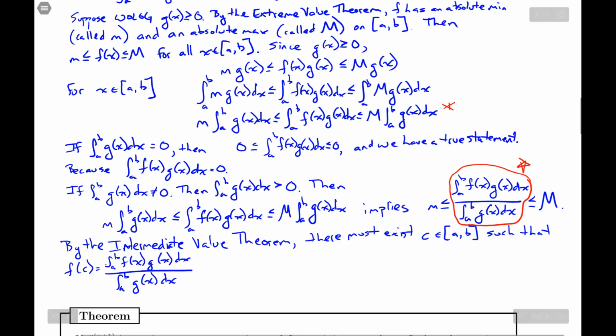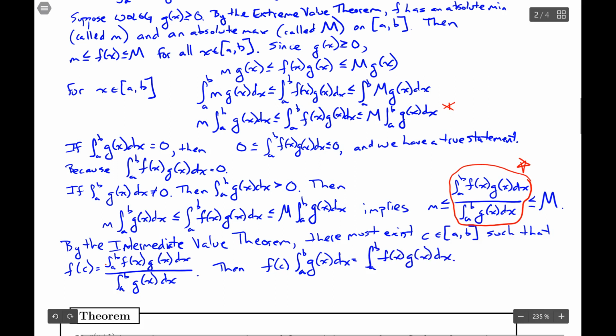So because this is true, then if we multiply both sides of this equation by the integral from a to b of g of x dx, then we get f of c times the integral from a to b of g of x dx is actually equal to the integral from a to b of f of x g of x dx. This proves our theorem.